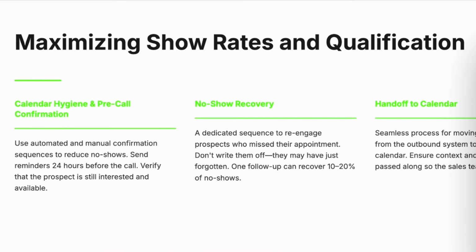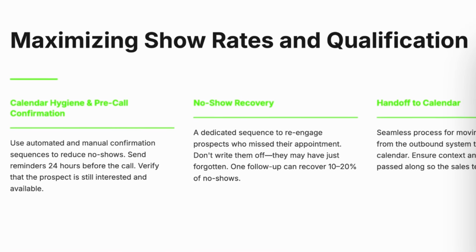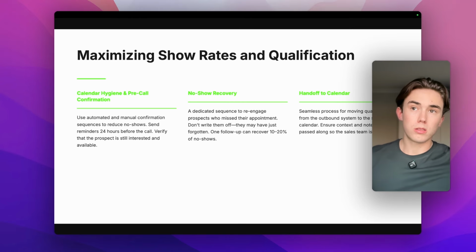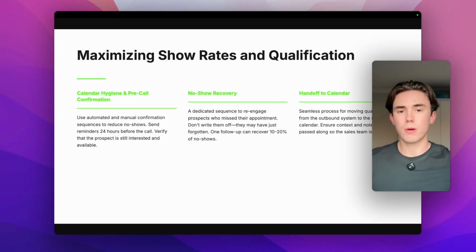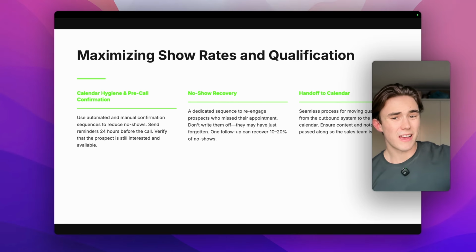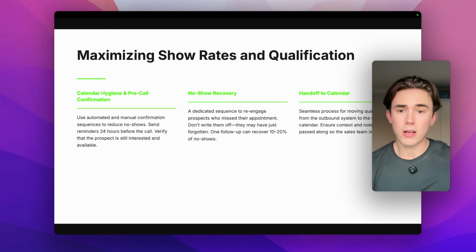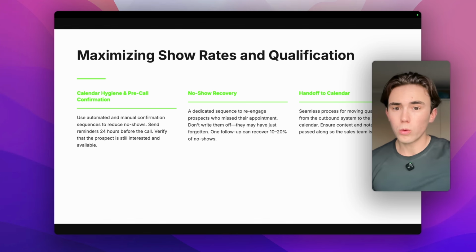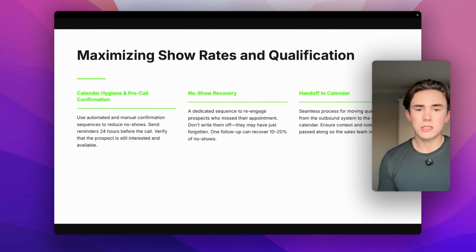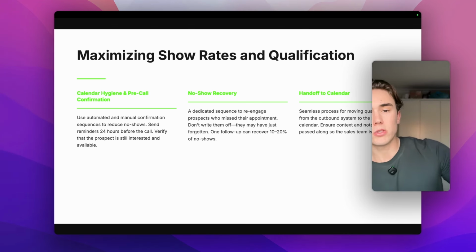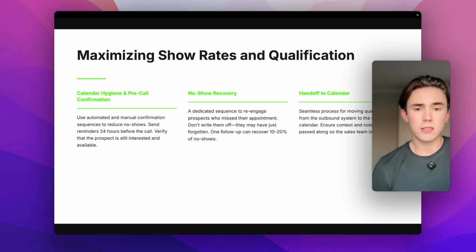In terms of maximizing show rates and qualification, what you want to do is have multiple email reminders and SMS reminders before the call, right? We consistently have about 80 to 90% show rate. But what that means is you need to include value in the pre-call emails and texts. The texts are just straight to the point. The emails, you want to include any videos, case studies, build value.